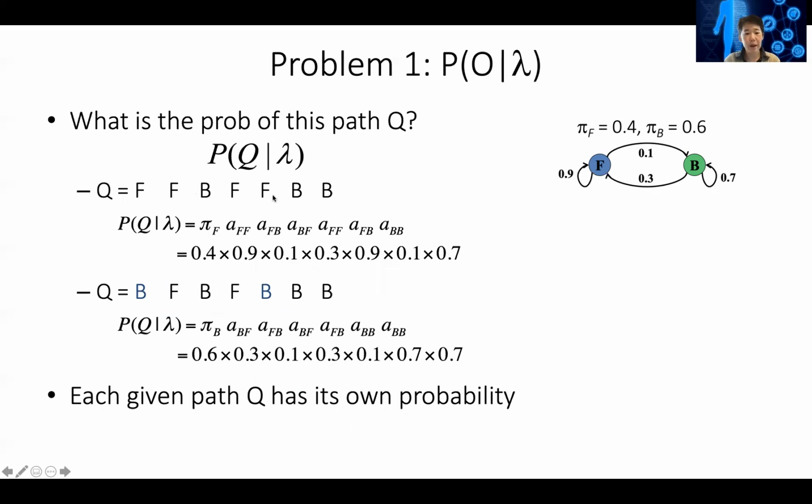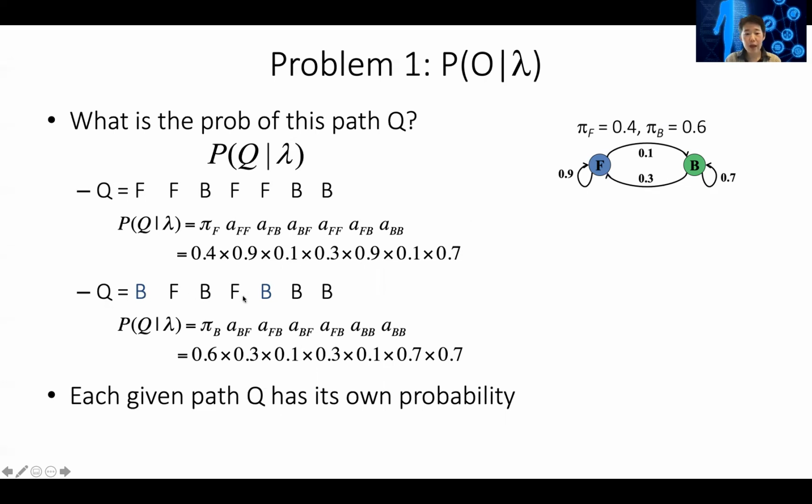Let's look at the first path. In order to use this particular order of coins, first we have to pick a fair coin. So that's the initial probability of 0.4. But also we have a transition probability from a fair coin to another fair coin, from fair to bias, bias to fair, fair to fair, fair to bias, bias to bias. And so you check the transition probability, and you can calculate this quite easily.